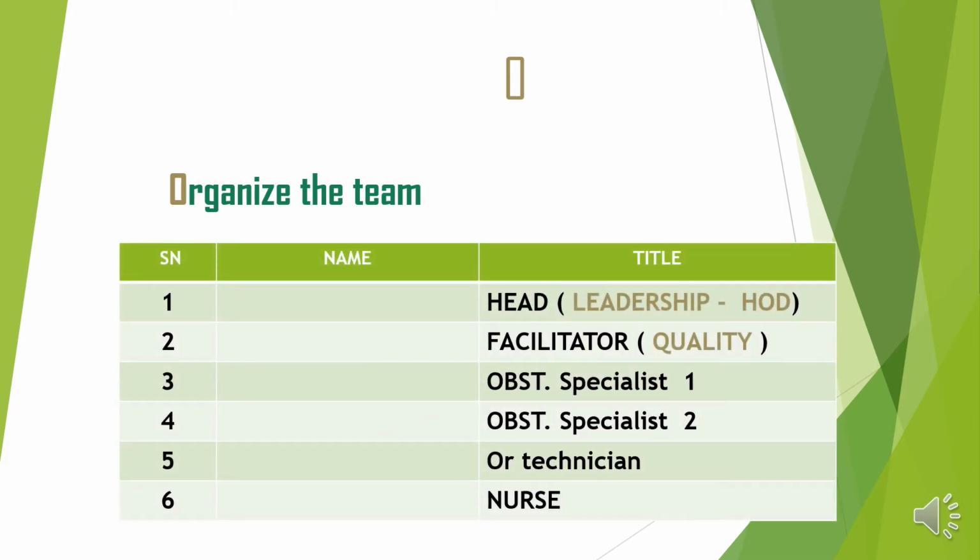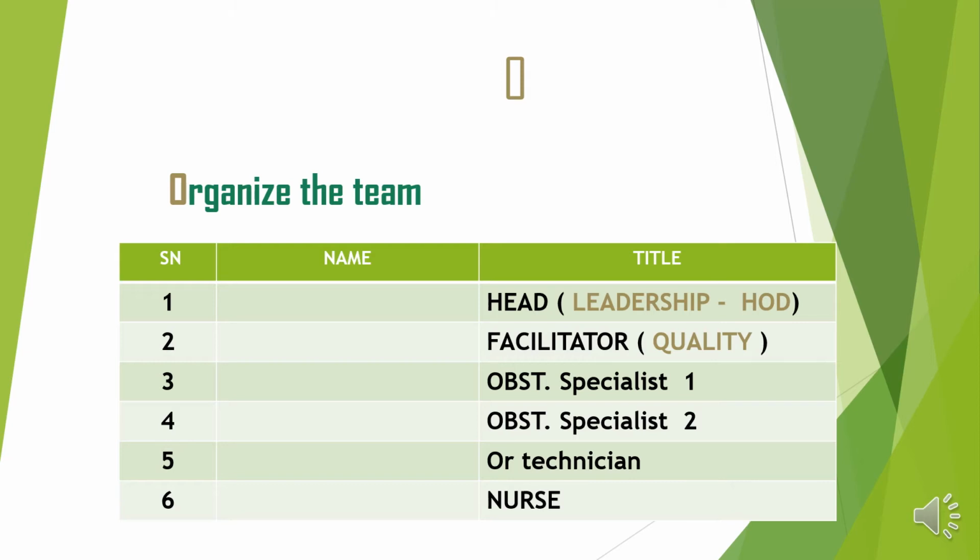The team should be like this. You have to put a serial number, the name of the person, and his title. We selected here 6 persons only for the team. Of course, 1 from the leadership, like the head of department. We can put the medical director or hospital director, according to your capability inside the hospital. We have to have a facilitator from the quality department or risk management because they know the tools for improvement.